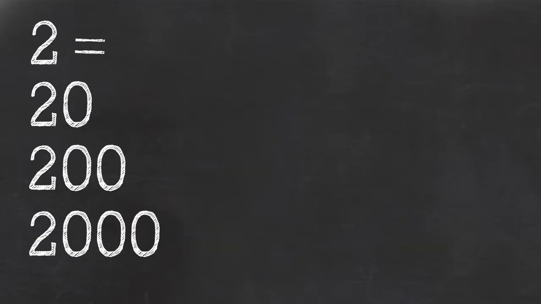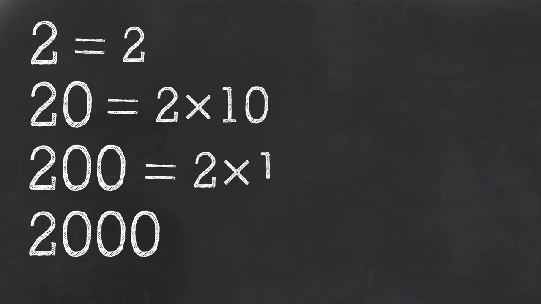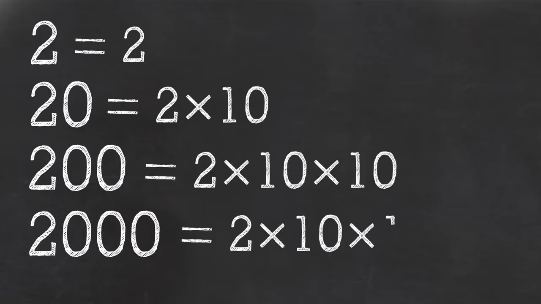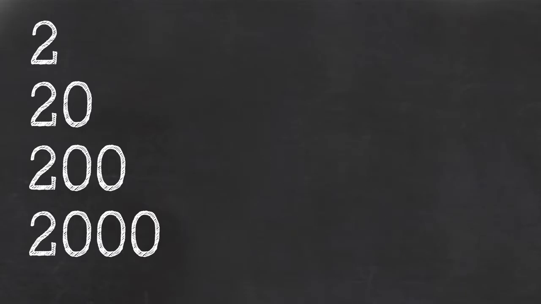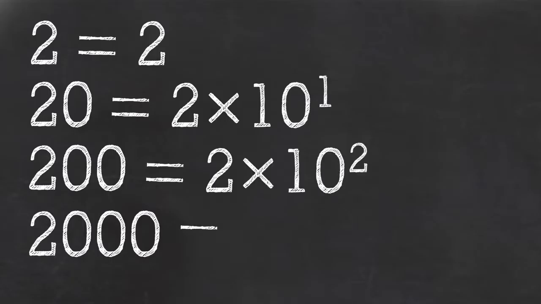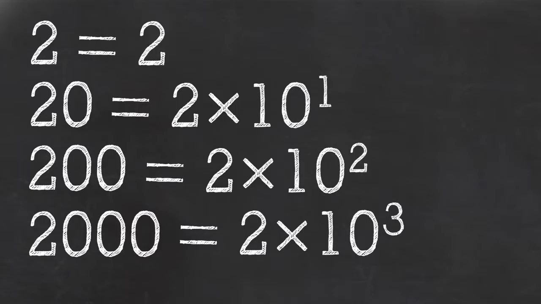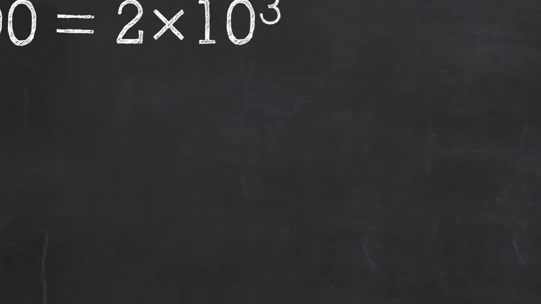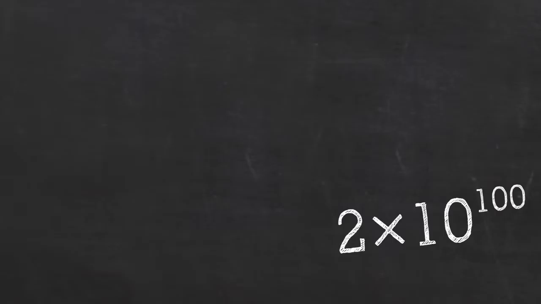The same numbers could also be written as 2 times 10, 2 times 10 times 10, and 2 times 10 times 10 times 10. Think of that as 2 times 10 one time, 2 times 10 two times, and 2 times 10 three times. Scientists write that with a superscript and describe it as to the power of. This last number is therefore 2 times 10 to the power 3. This is scientific notation. You can write any number like this, and they're all roughly the same length, even 2 times 10 100 times.